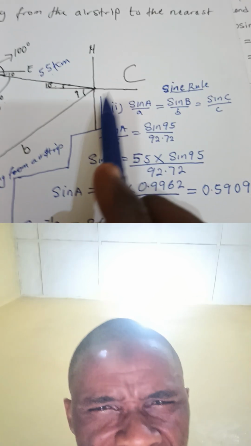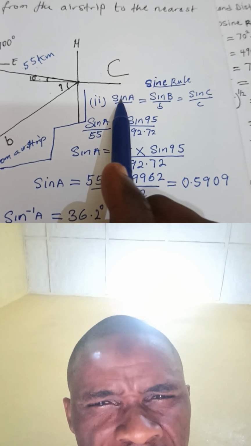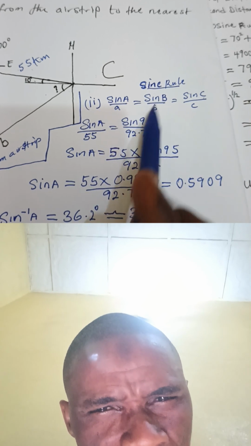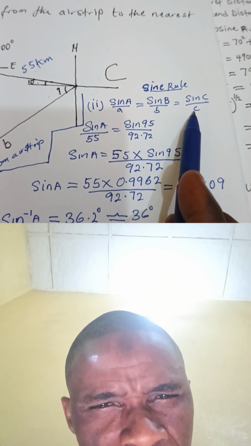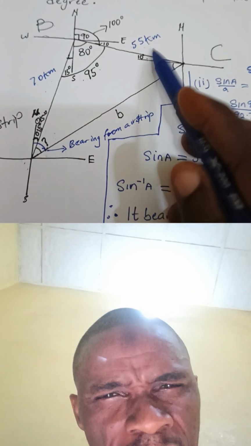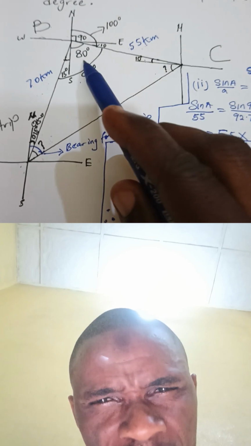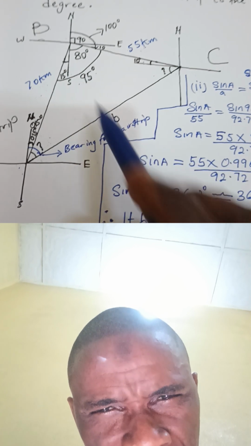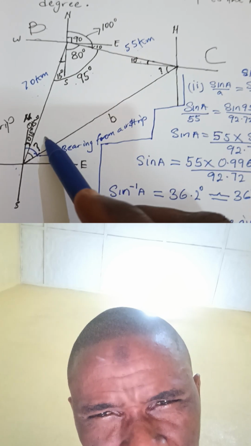Look at the sine rule. Let me remind us. The sine rule is like this: sine A over the small side a equals sine B, which is the angle, over the small side b, again, then sine C over the small c. Now, since we are looking for this place, we need to look at the side. The side is 55 kilometers. Then we have this already, which is 95, and we need this. This is the one we are looking for. Okay, we are looking for here.